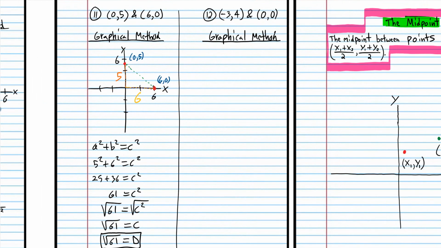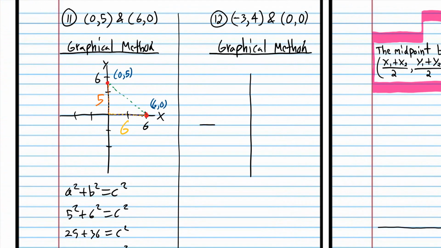So I want you to try number 12, and when you come back, we'll do it together. All right, we're back. So the only difference here, let me make the divisions 4, is that one of the coordinates is actually on the origin. Remember, that's called the origin. And then the other coordinate is about up here. So I have (-3, 4) and we have (0, 0). And we're going to connect the dots. We have the horizontal and we have the vertical, and we're looking for this length as usual.